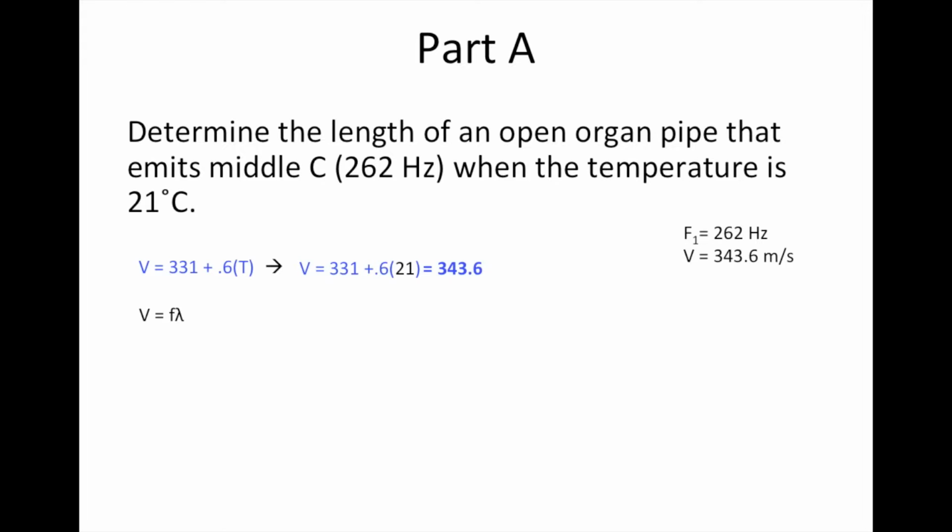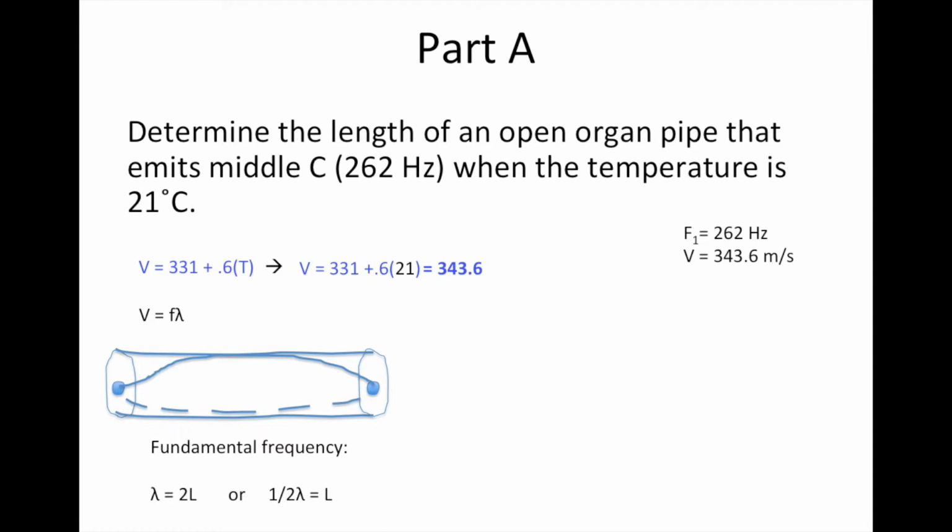So to help us visualize this, I drew a little sketch of an open tube resonator at the fundamental frequency. And you'll notice there are 2 nodes at either open end of the tube and 1 antinode in the middle. You should know that at the fundamental frequency, wavelength is equal to twice the length of the tube, or that half of the wavelength is equal to the length of the tube.